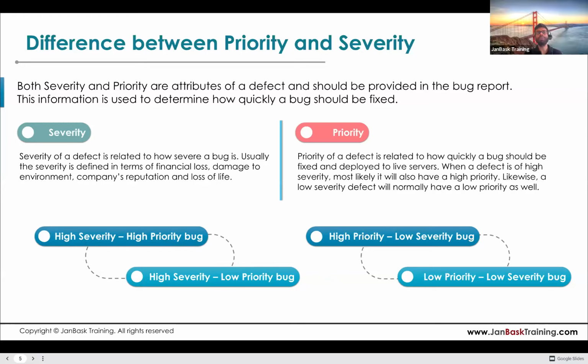Okay, so my question to you will be, if this bug is not affecting the functionality, can you term it as a high severity bug? Oh no, no, no. So whenever you are talking about high severity, you need to think that this is affecting the functionality of the system.